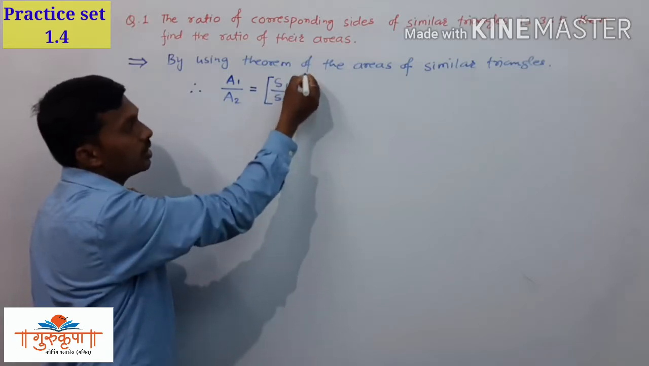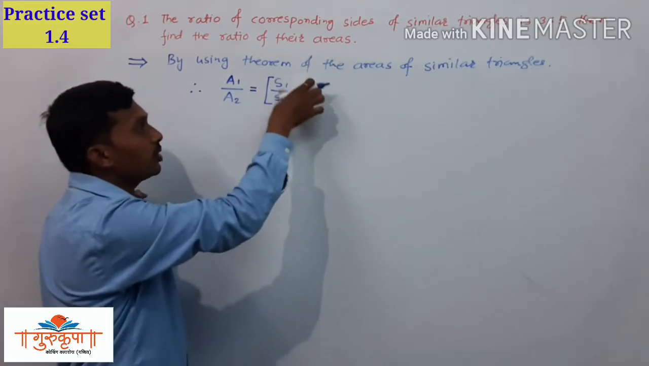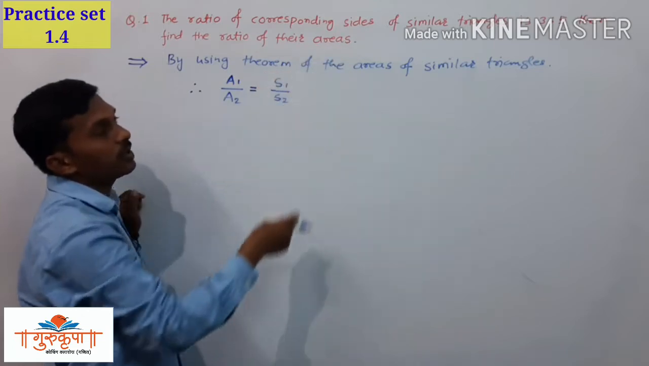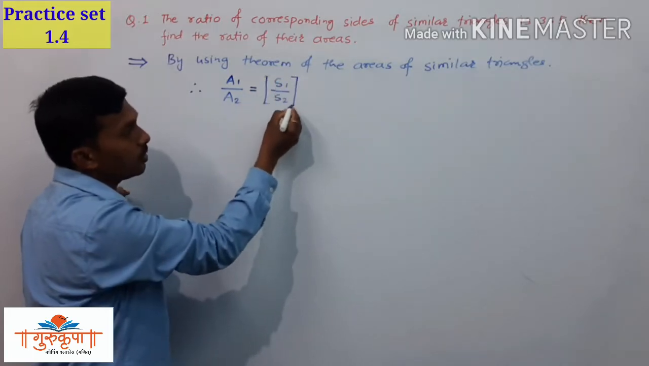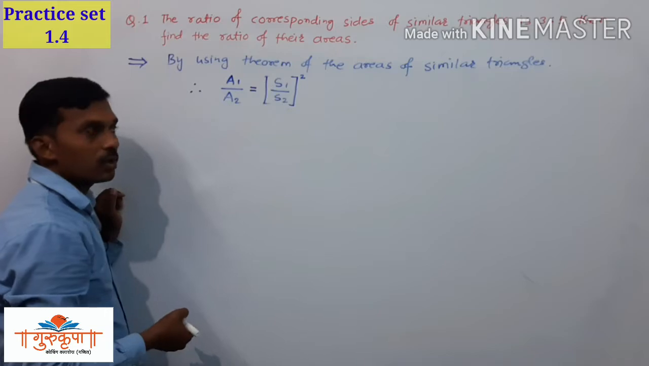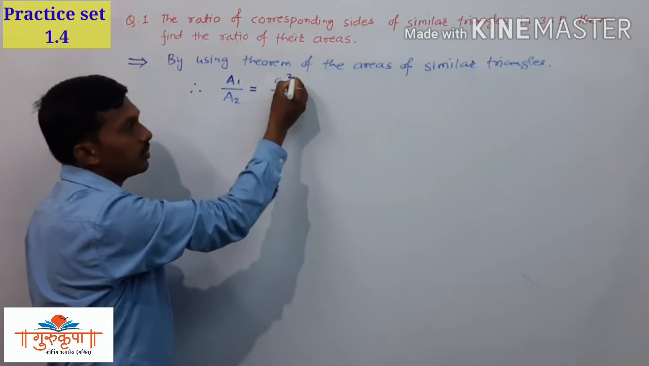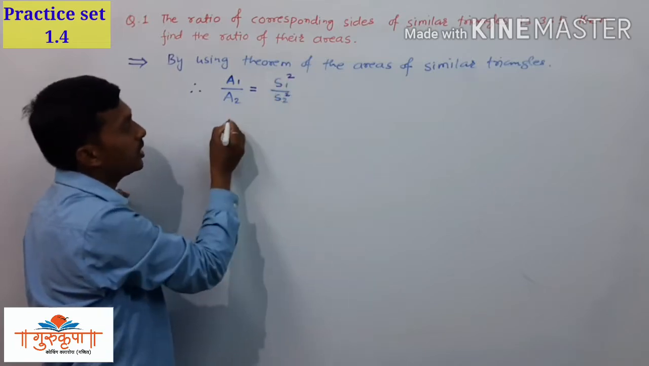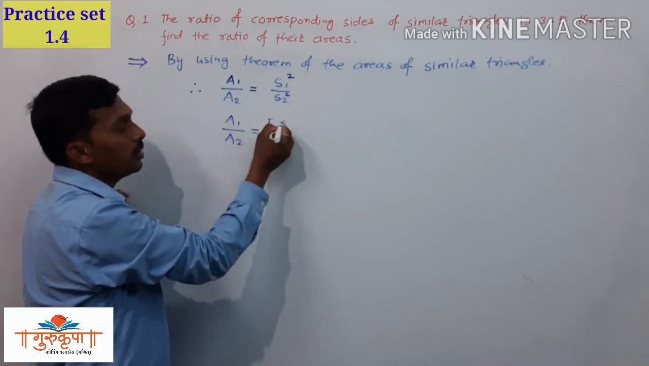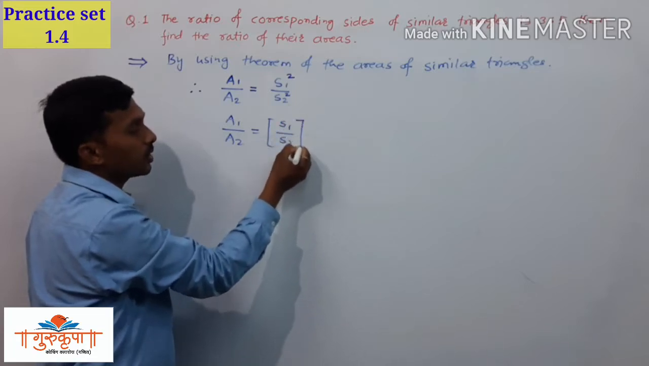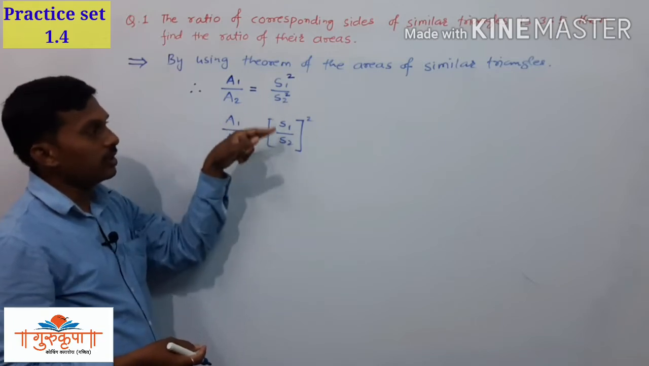S1 and S2 are the corresponding sides of both the triangles, or you can simply write S1 square upon S2 square. But here we are given S1 is to S2 is equal to 3:5. So we are going to write like this: S1 upon S2 whole square. Or first of all, we can write S1 square upon S2 square, and now you can write this as A1 upon A2 is equal to (S1 upon S2) whole square. You can write like this or you can write like this. We write both the things here.